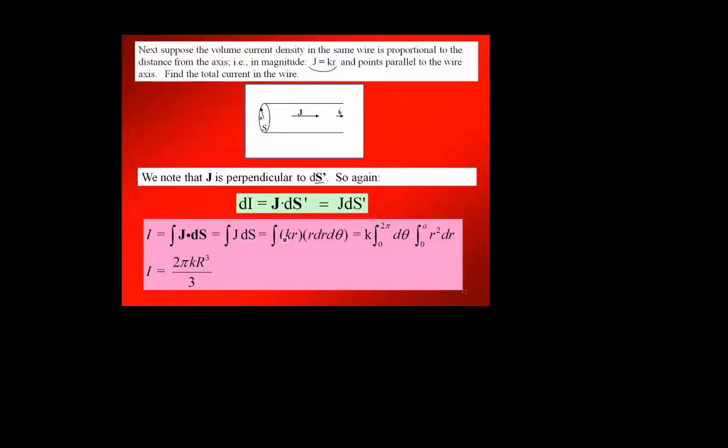Put in our r dependence for our j, take our ds to be r dr d theta, and then bring the k outside, integrate over d theta, integrate over r, and of course this goes from 0 to a, this goes from 0 to 2 pi. This of course gives us our 2 pi. And so the current then is equal to 2 pi k a cubed over 3.